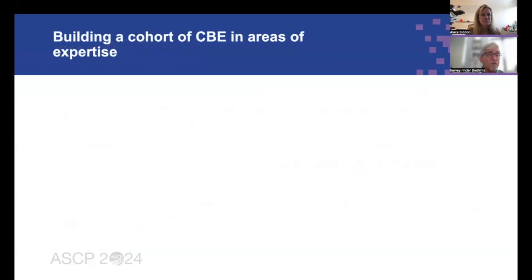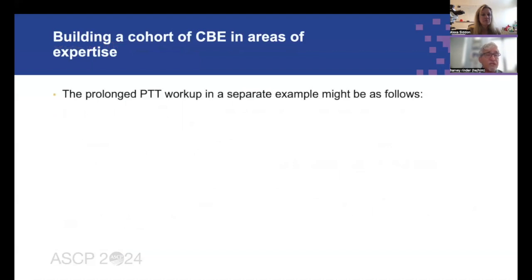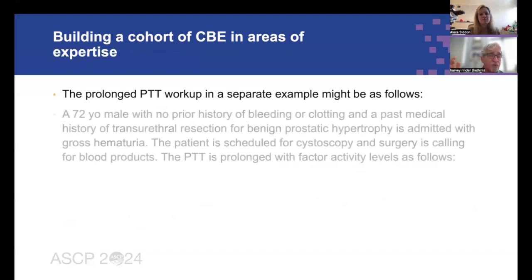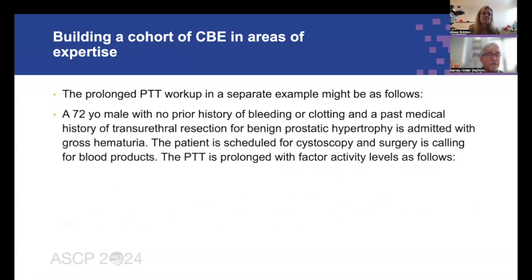Building a cohort of CBE in areas of expertise, so the prolonged PTT workup in a separate example could go in a completely different direction. A 72-year-old male with no prior history of bleeding or clotting, but now he has a past medical history of a TURP and he's admitted with gross hematuria. The patient is scheduled for cystoscopy and surgery is calling for blood products.